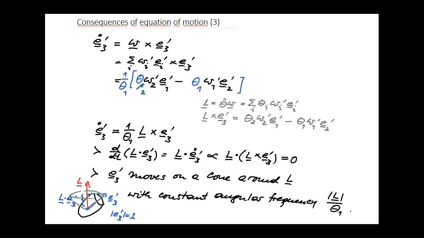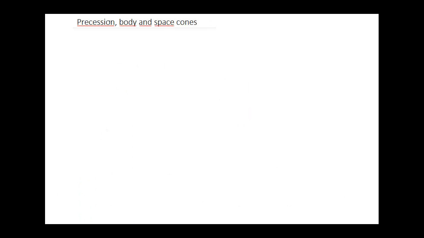And the equation of motion for e3 prime shows that it does so with a constant angular frequency, which is given by the magnitude of L divided by theta 1. So we've now, on several occasions, encountered vectors moving on some cone.